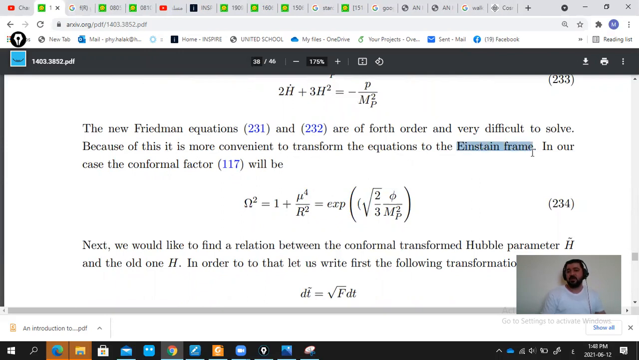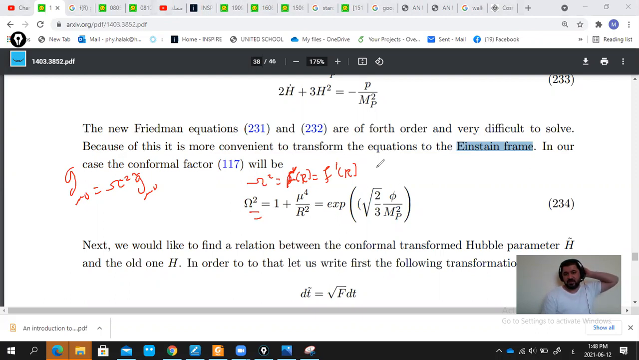And now we can see the benefit of the Einstein frame. Remember how we converted to the Einstein frame? We assumed that g mu nu equals omega to the power minus 2 times g mu nu tilde, and omega squared we took as f prime R, where f(R) here we'll take as f prime R.